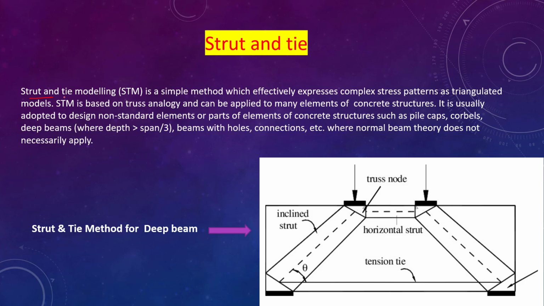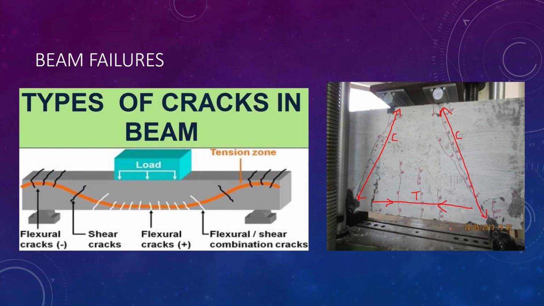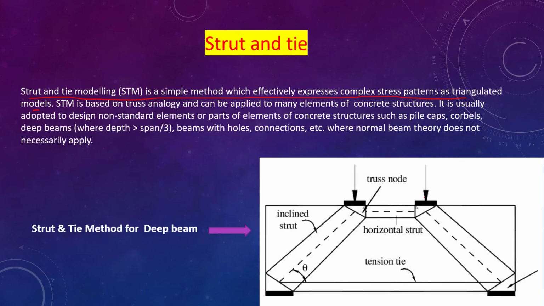The strut and tie modeling, STM, is a simple method which effectively expresses complex stress patterns as triangulated models. So you are idealizing the complex stress patterns which may occur in the deep beam into very simple truss-like models. And this STM is based on the truss analogy and can be applied to many elements of concrete structures. So the same philosophy will be used for the corbels also.